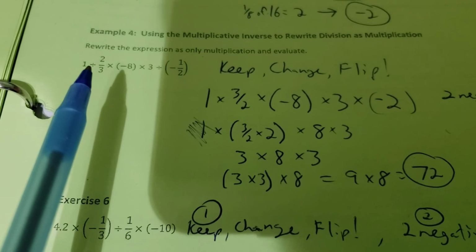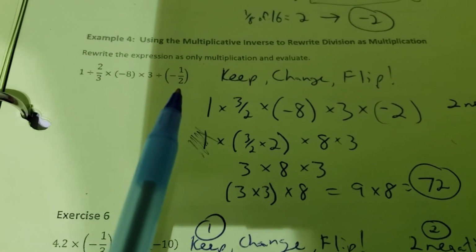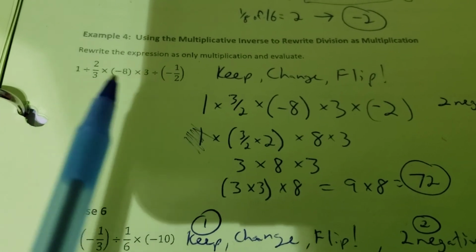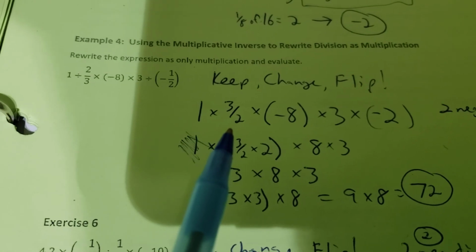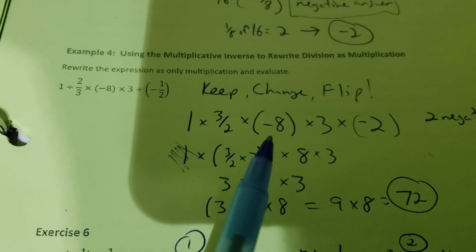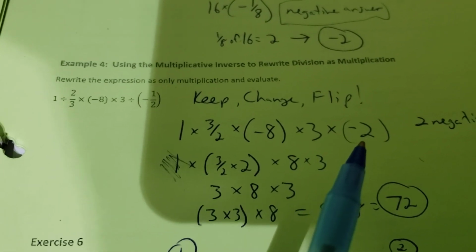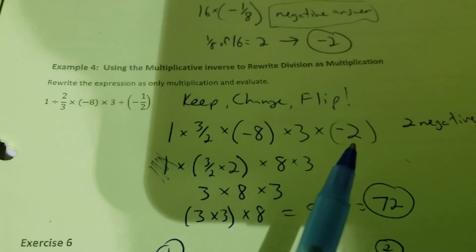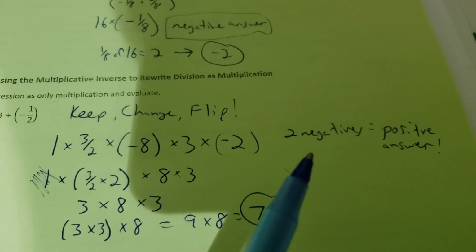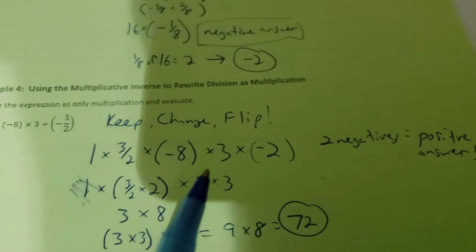So 1 divided by 2/3 times a negative 8 times a 3 divided by a negative 1/2. Well, let's keep change flip anytime I see a division problem here. So instead of 1 divided by 2/3, 1 times 3/2 times a negative 8 times 3, and keep change flip, change to a times, flip it to negative 2/1, or just negative 2. And now I see there's 2 negatives. Those 2 negatives there result in a positive answer. So I don't have to worry about negative signs anymore.